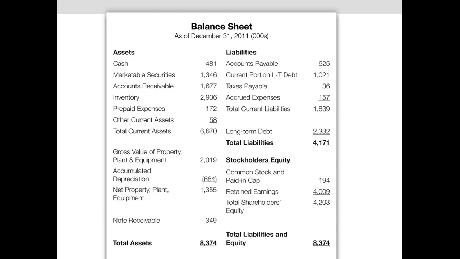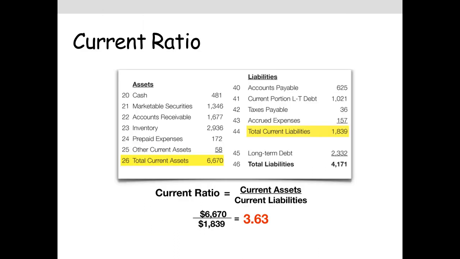Next we move on to the beginning of balance sheet analysis, how we calculate liquidity using ratios. First is the current ratio. We already know that current ratio equals current assets divided by current liabilities. They have given total current assets and total current liabilities, so the current ratio equals 6670 divided by 1839.